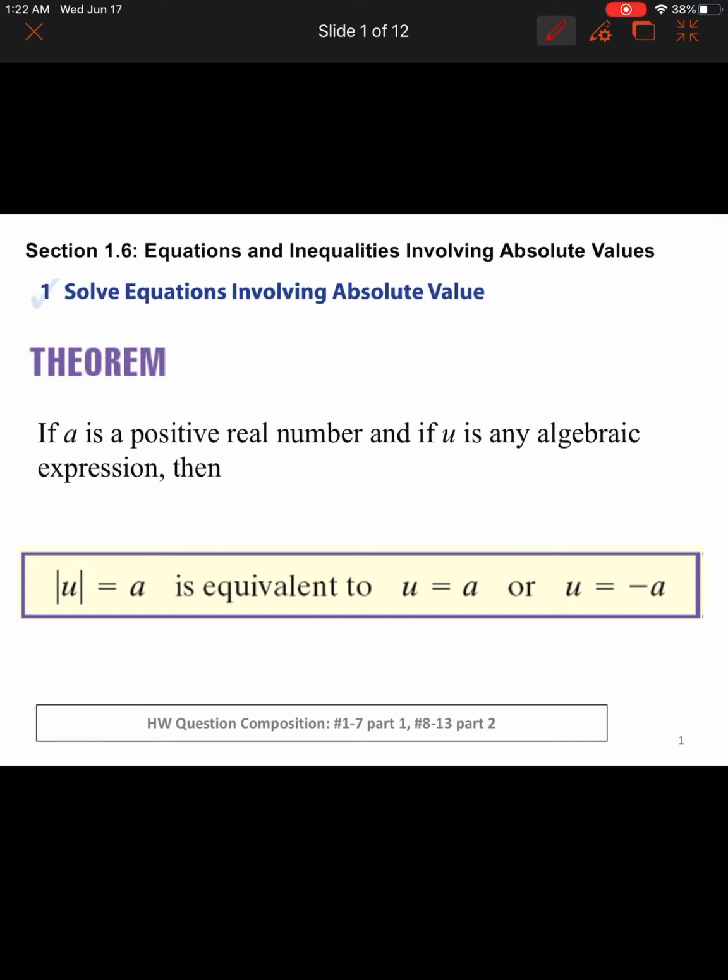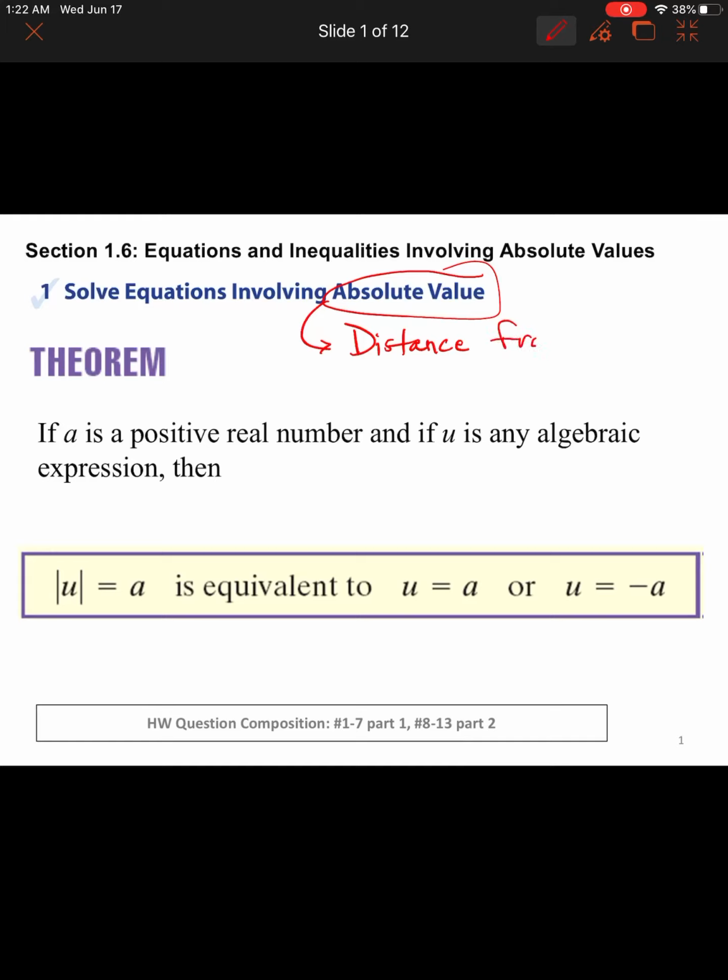Solving absolute value equations and inequalities that involve absolute value. Alright? So before we get to jumping into all this stuff, we need to talk about this guy. Absolute value. Absolute value is a distance.